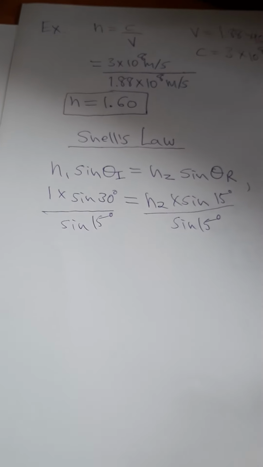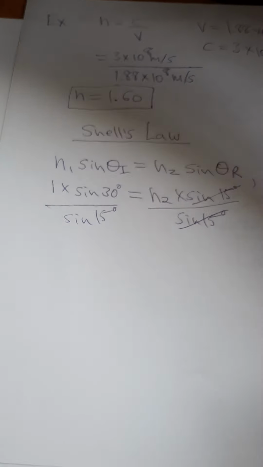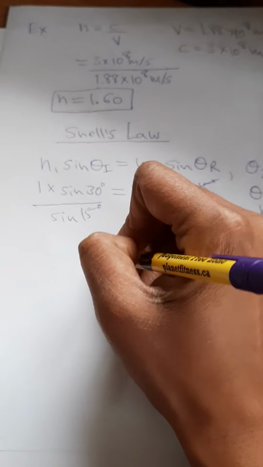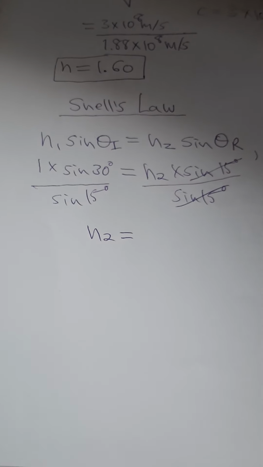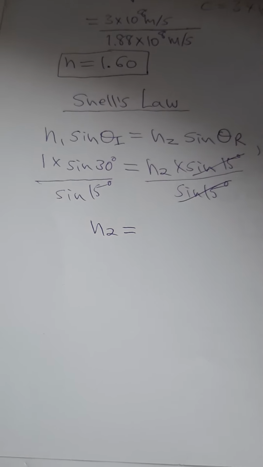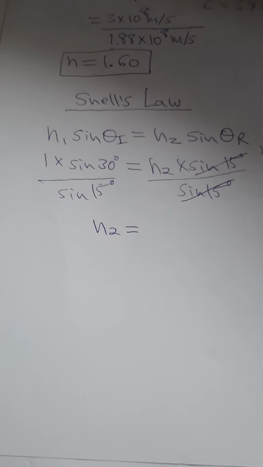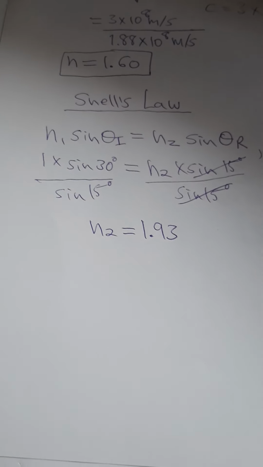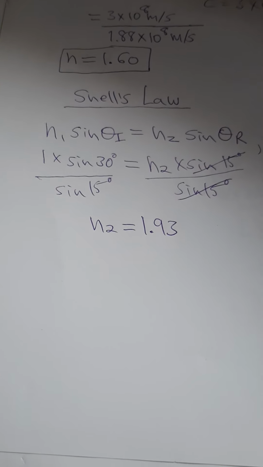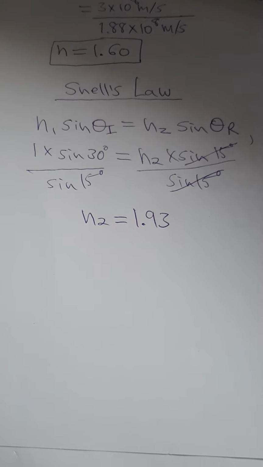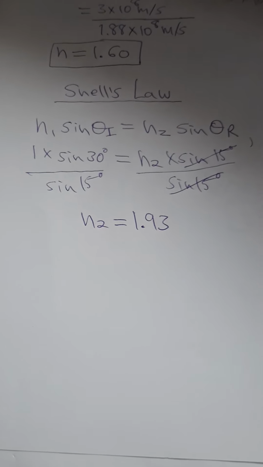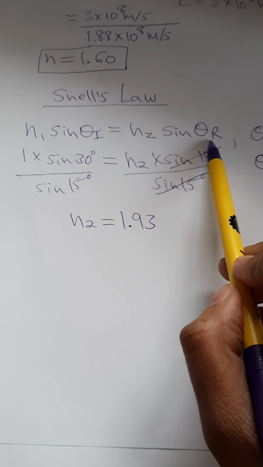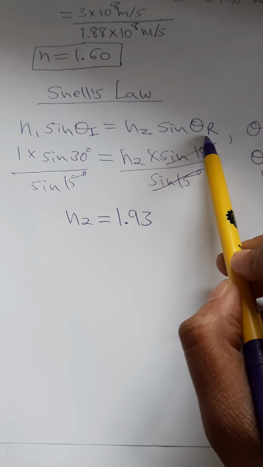Again, make sure you are showing your work here. The reason we're dividing by sine of 15 degrees is so that it cancels out here. In your calculator, you're just going to put sine 30 divided by sine 15, and I'm getting 1.93. This is basically what my index of refraction is going to be. Make sure when it's N2, this is the index of refraction. Theta R is the angle of reflection.